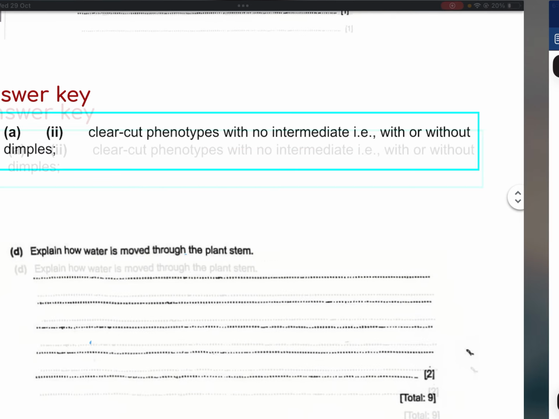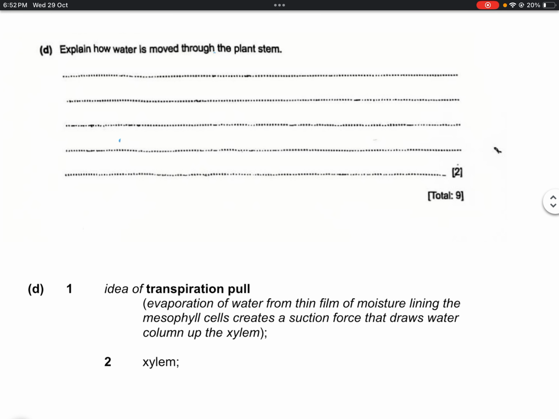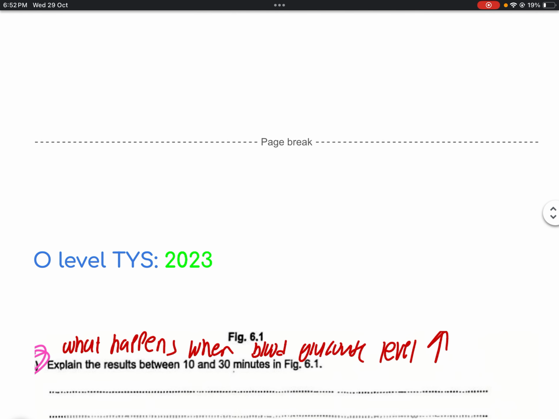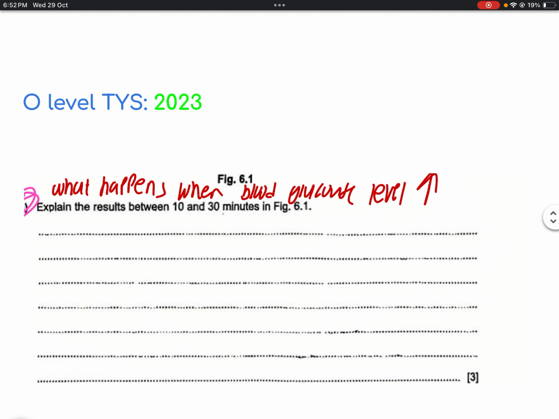Okay, I think the answer to this question is a bit difficult. So don't worry if you come across this transpiration pull. Okay. Next question. Oh, we have moved on to 2023. Okay, 2023, let's look at it, okay?